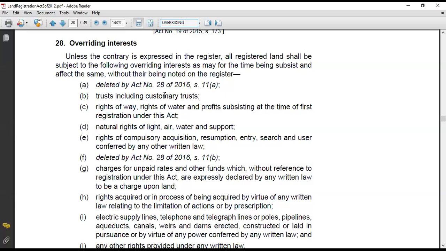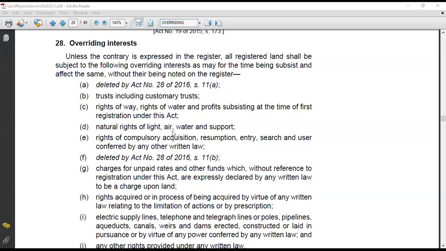So I wanted you to understand the term overriding interest. They are called overriding because they override a title deed. They don't need to be noted on the land register. Unaona? That's why they are called overriding.